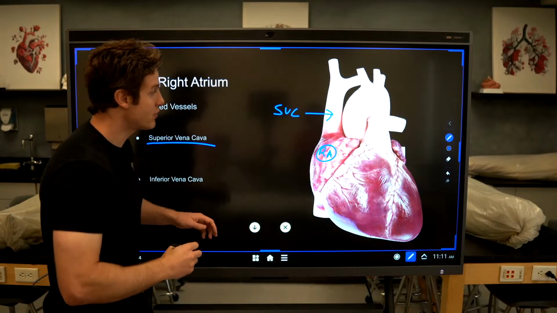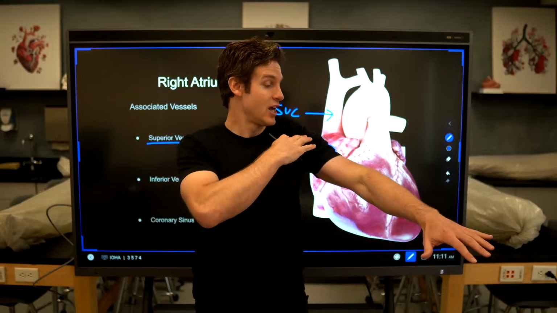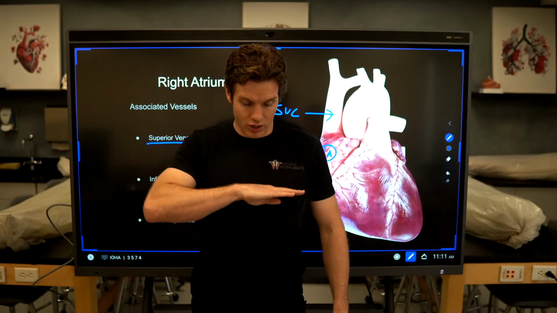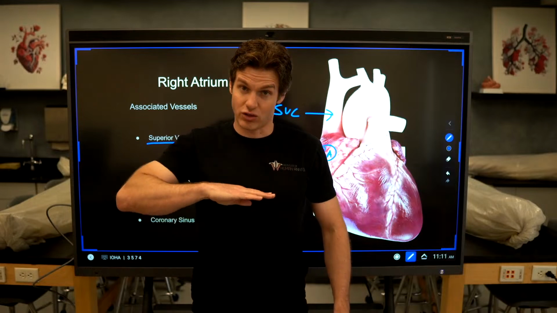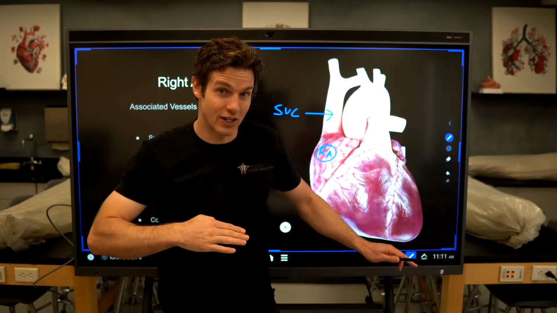Now, the superior vena cava is going to drain blood from the head, the neck, and your upper limbs, and essentially the upper third of your torso here. You could just draw a line through your chest, right through the nipple line, and everything above that will be drained by the superior vena cava.